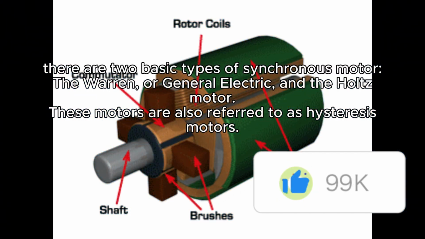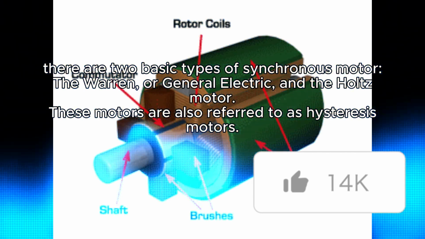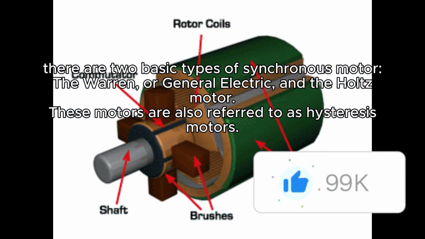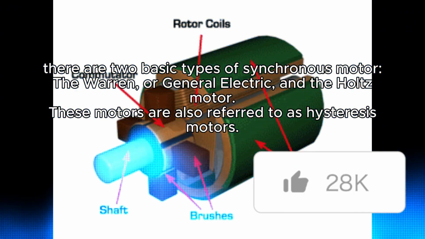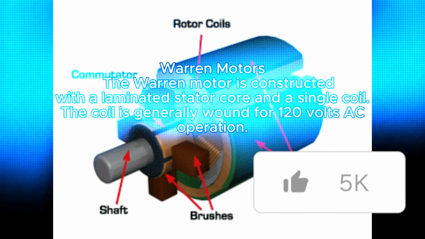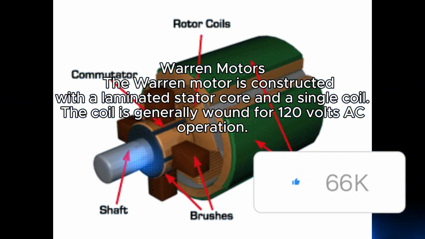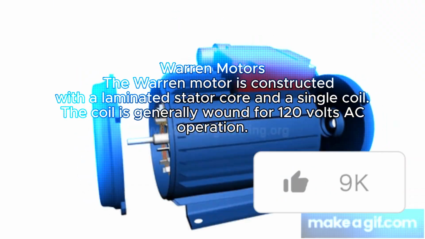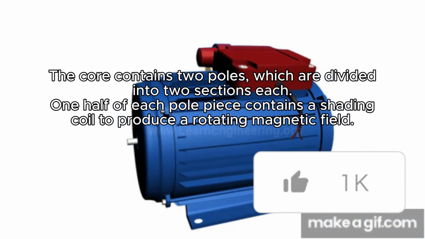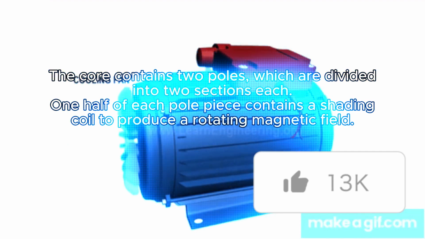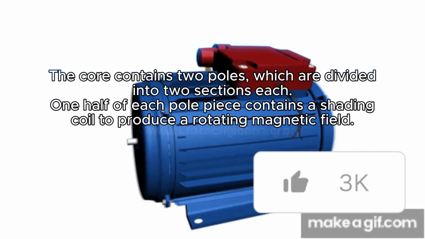There are two basic types of synchronous motor, the Warren, or General Electric, and the Holtz motor. These motors are also referred to as hysteresis motors. The Warren motor is constructed with a laminated stator core and a single coil. The coil is generally wound for 120 volts AC operation. The core contains the poles, which are divided into two sections each. One half of each pole piece contains a shading coil to produce a rotating magnetic field.